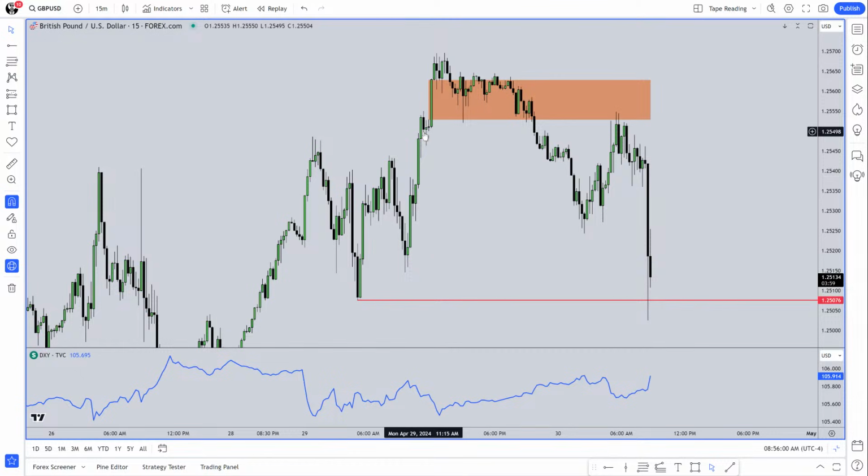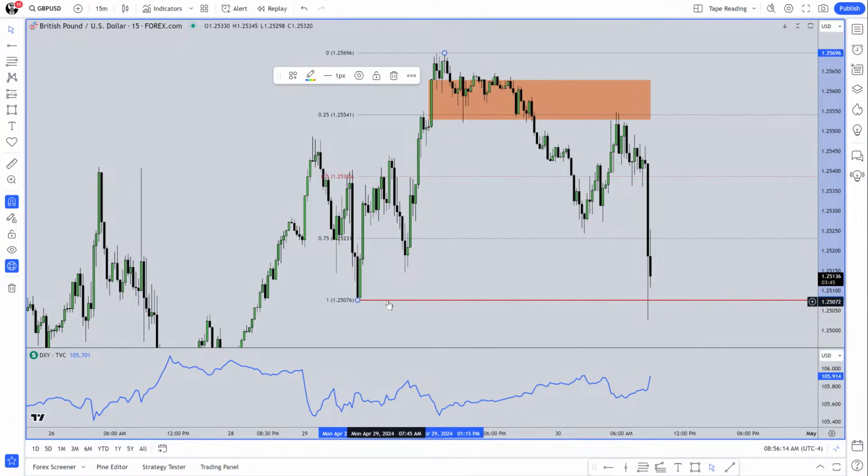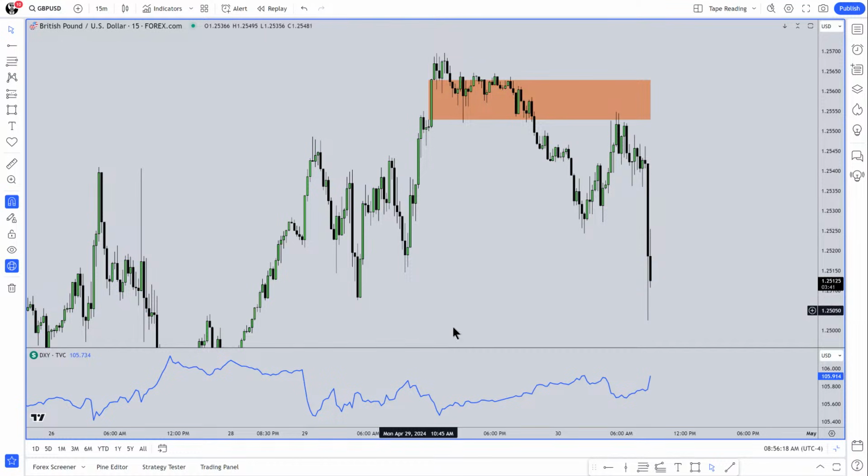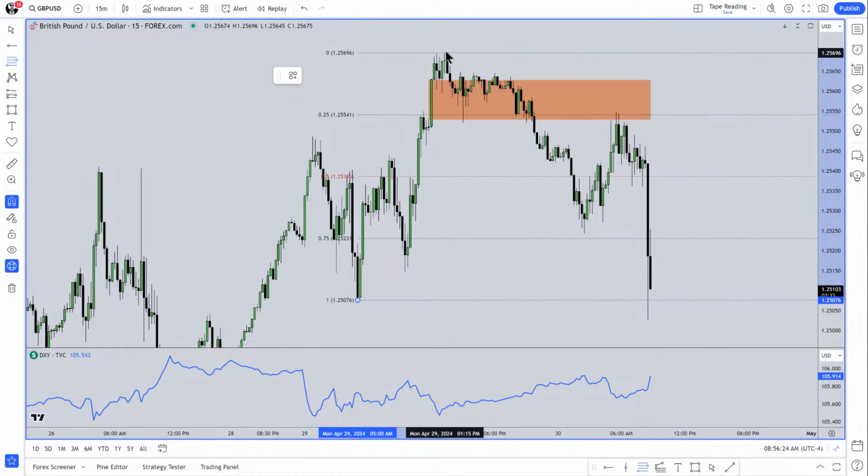What is it? It's a mitigation block. Allow me to explain. We have this low up to the high of the bull flag. I'm going to take this level off because it's a little too much information. Okay, so we have that range. So that's your dealing range. Why is that a dealing range?